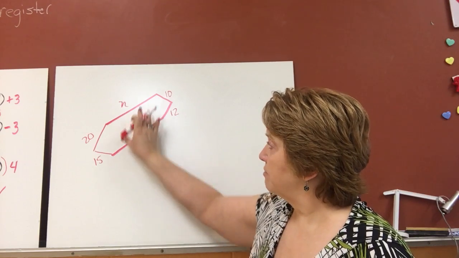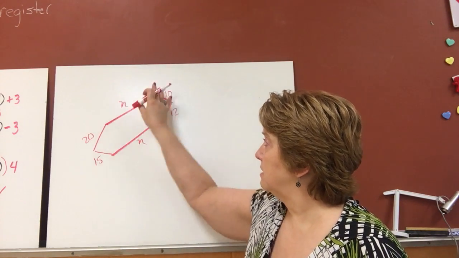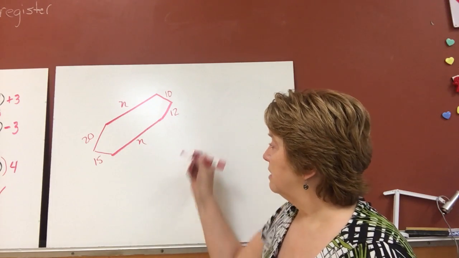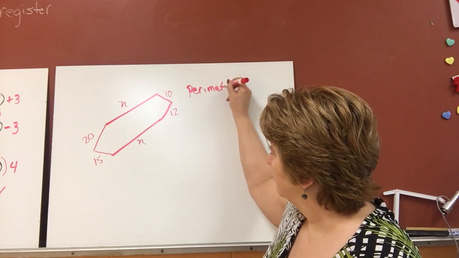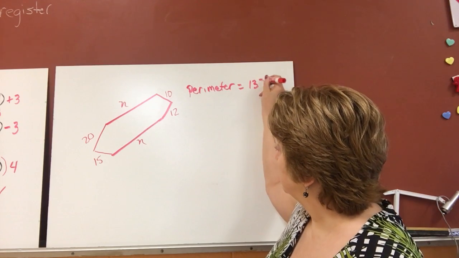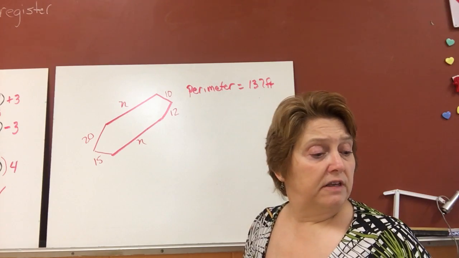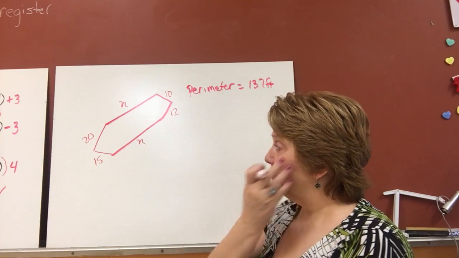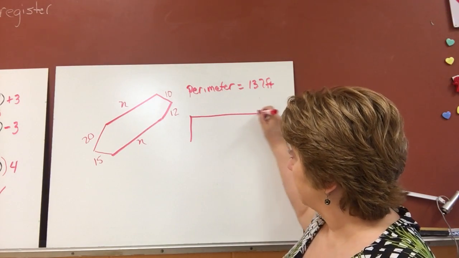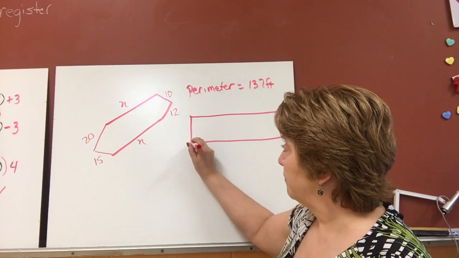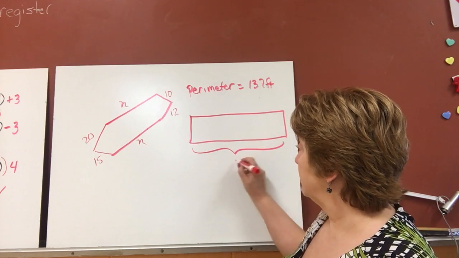Okay, they're the same length and they're parallel to each other. So if we have two of these and then 10, 12, 15, 20, and the perimeter is 137 feet. It wants to know how long are these two sides. So if we were to set up a tape diagram, which we've been working with, if this represented the whole enclosure, this total here would be 137 feet.